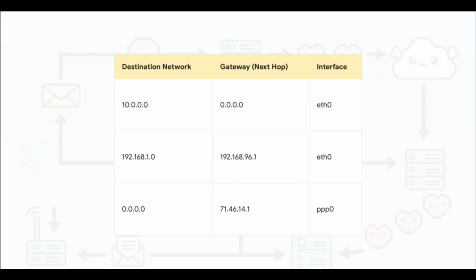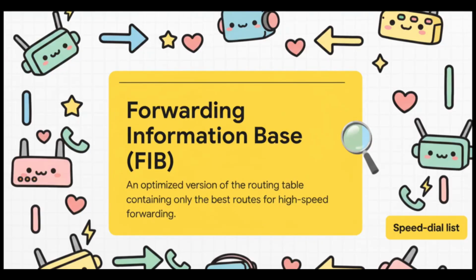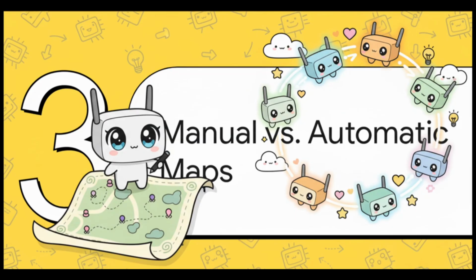That's it. Now, to make things even faster, routers don't actually use that big routing table for every single packet. That would be too slow. Instead, they use something called a forwarding information base, or FIB. Just think of the FIB as the router's speed dial. It's a super clean, totally optimized version of the main table, with only the absolute best routes ready to go. This is what lets it make those decisions in like microseconds. It's all about speed.